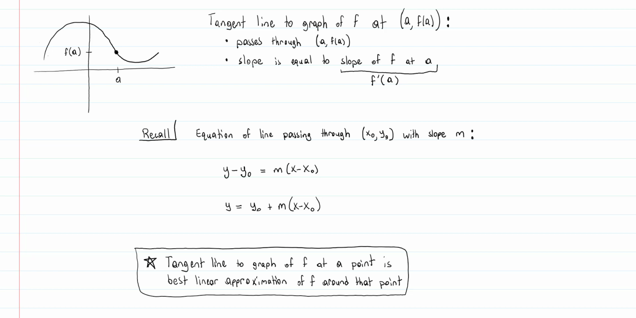Now, remember that the slope of f at a is also the derivative of f at a, and we denote it with f prime of a. In the picture here, the tangent line will look something like this.